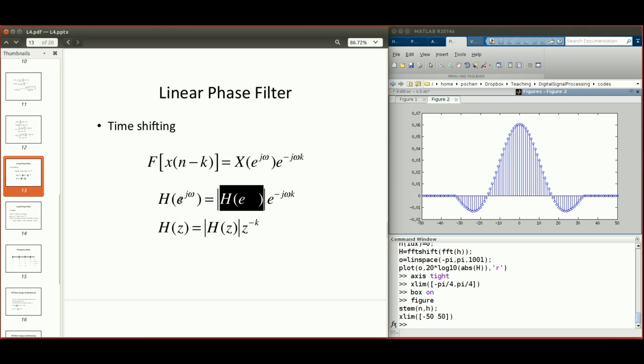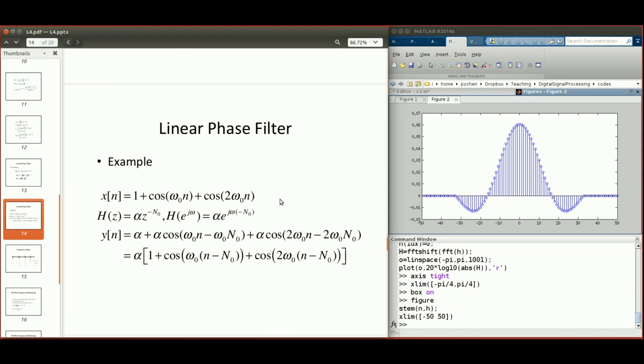And if we replace e to the j omega with a complex number called z, then we can write this particular linear phase filter in a more compact form. H(z) equals the absolute value of H(z) times z to the minus k. See, it's linear, right? So a linear phase filter is something that's desirable. Let's look at one example.